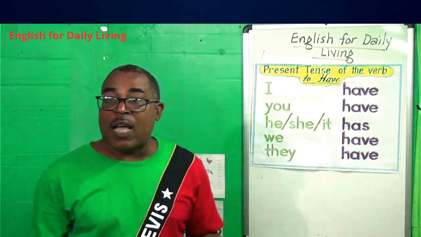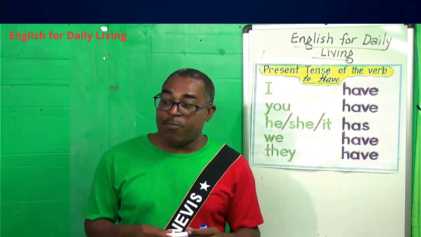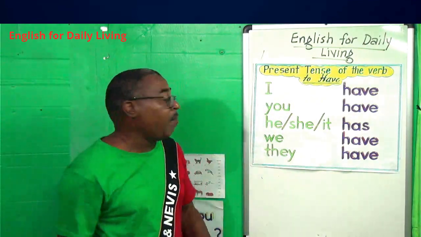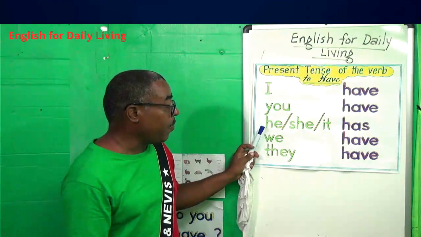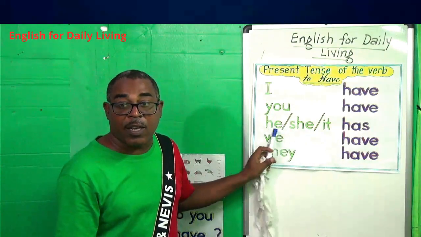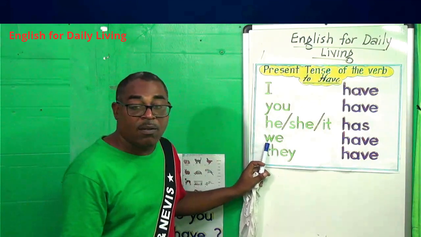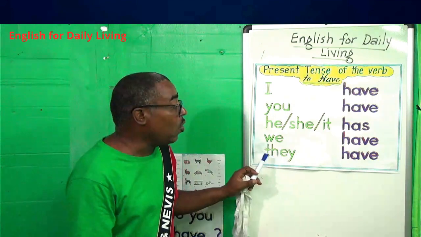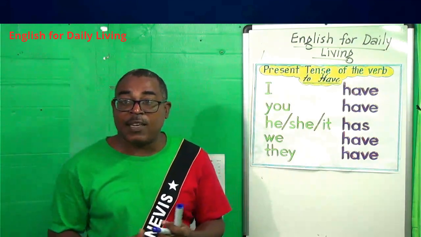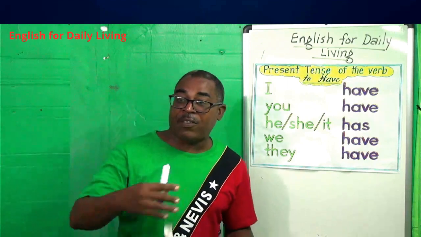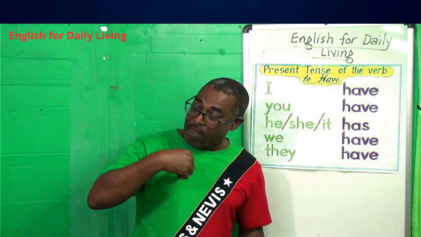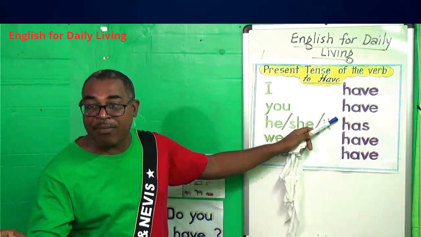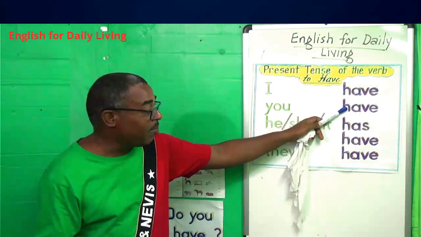So last time we looked at subject pronouns in the previous lessons, and our subject pronouns are I, which is first person singular, you, second person, he, she, or it, third person singular, and we, first person plural, they, third person plural. So in the present indicative of the verb, I have, I have, but you have. You have. Same word. Very easy.